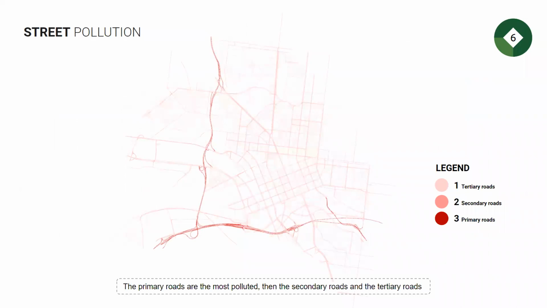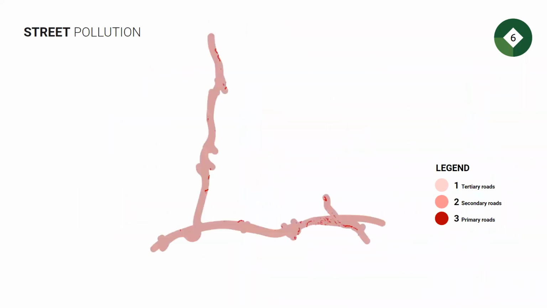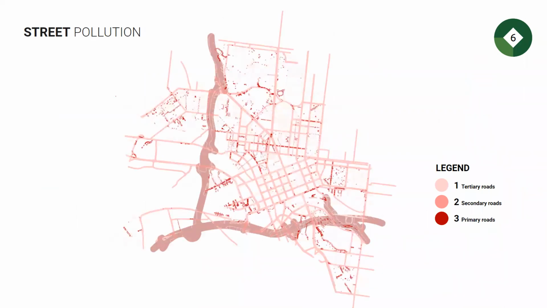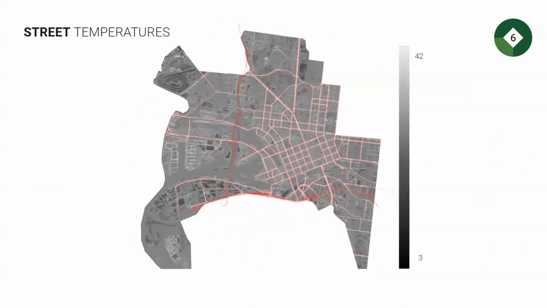For the street pollution, we have considered that primary roads are more polluted than the tertiary and the secondary roads. This shows the street pollution in the primary roads. This shows the street pollution in the secondary roads. And then there's a combined street pollution of all the 3 typologies of roads.